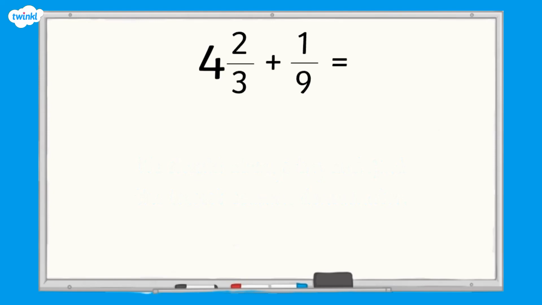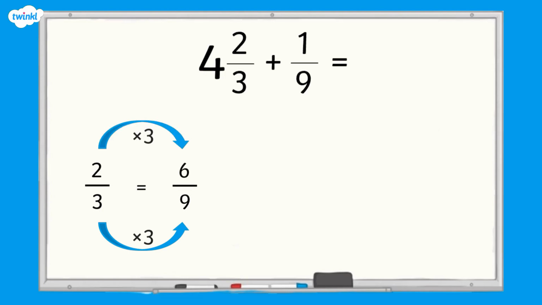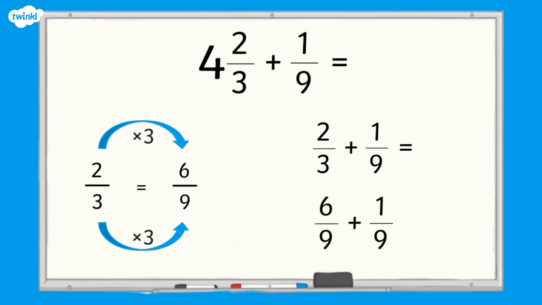To find the equivalent fraction in ninths for 2/3, we multiply the denominator, 3, by 3. Because we have multiplied the denominator by 3, we need to multiply the numerator by 3, which gives 6. So 2/3 is equivalent to 6/9. We can now replace the 2/3 with 6/9 in our calculation. So we have 6/9 add 1/9, which equals 7/9.